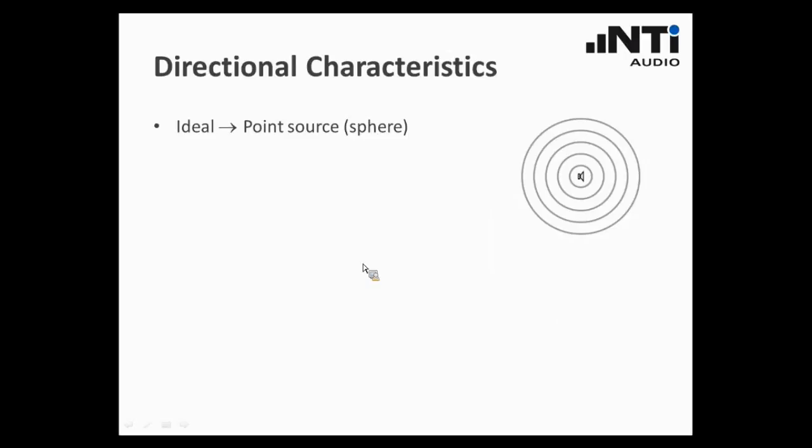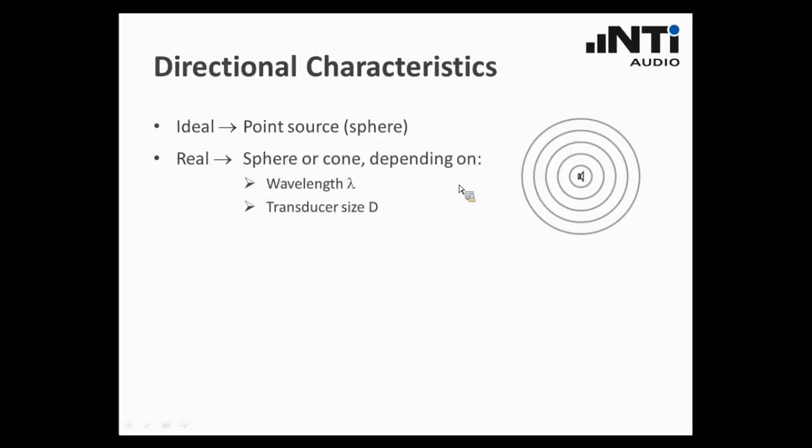One effect, for instance, is the directional characteristic of the sound source. Ideally, we would prefer to have point sources which have a perfect, homogeneous, spherical sound radiation in all directions. However, in reality, we can achieve spherical sound radiation, but in most cases, it's more a cone. And the actual shape of the directional characteristic depends on the wavelength and again on the size of the transducer. Let me show that in a few examples.